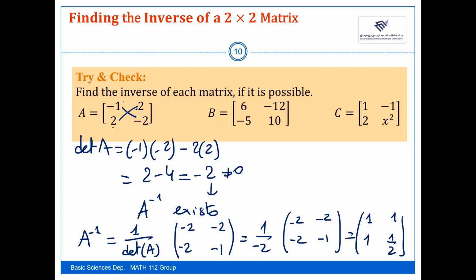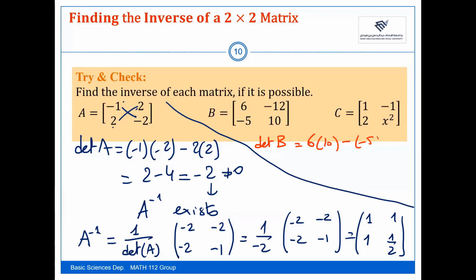What about B? For B, we calculate the determinant of B. So 6 times 10 minus 5 times minus 12, 60 minus 60 is 0, and this means that B is singular. But B inverse doesn't exist.